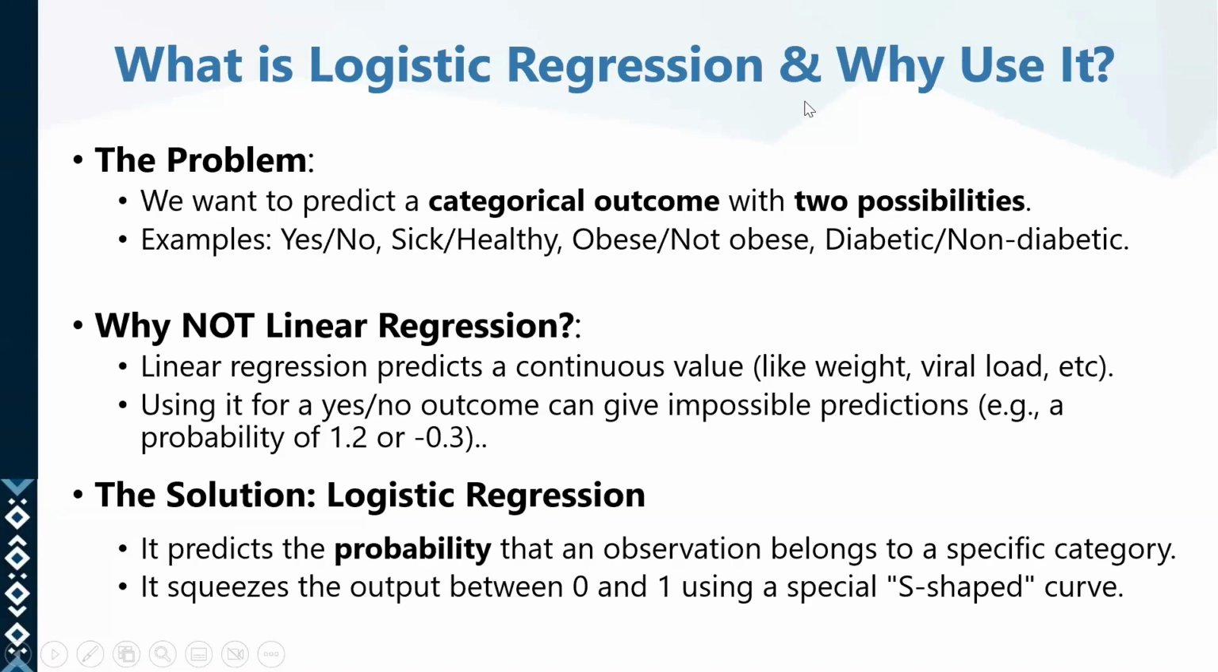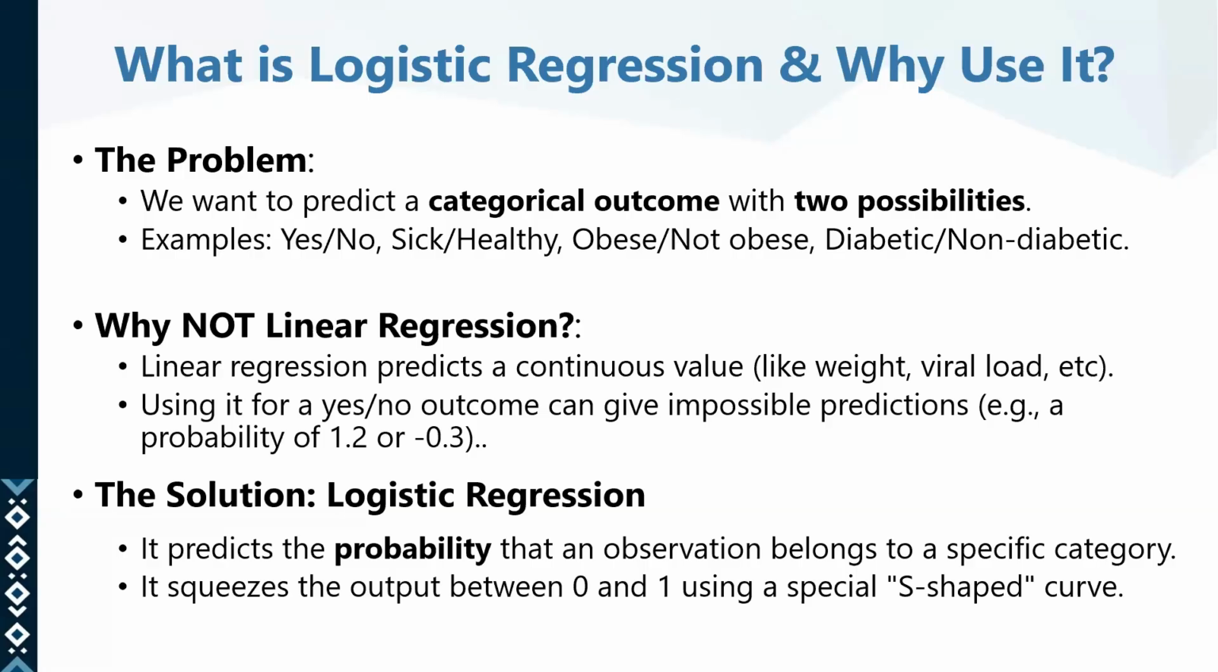So we have a problem. We want to predict a categorical outcome with two possibilities. Okay, so for example, we're predicting whether something is yes or no, or someone is sick or healthy, or someone is obese or not obese, or someone is diabetic or non-diabetic. So usually the outcome variable is a binary one. That is usually the problem that we have to solve.